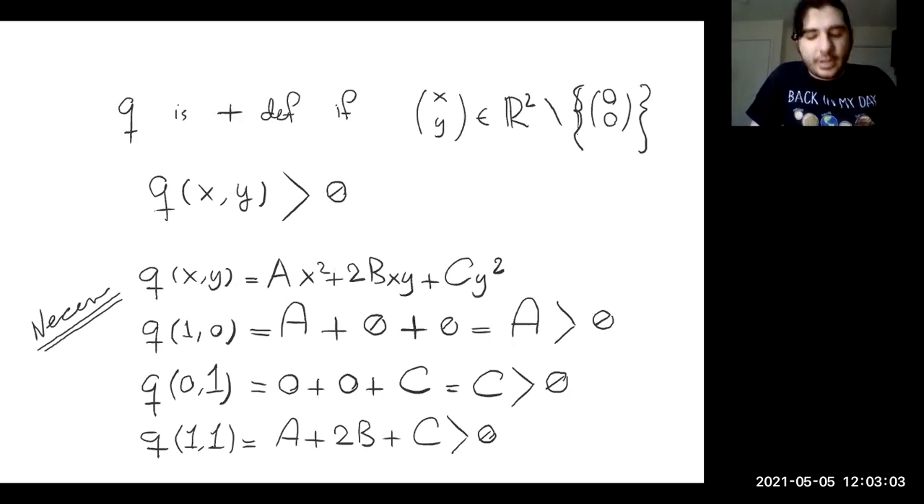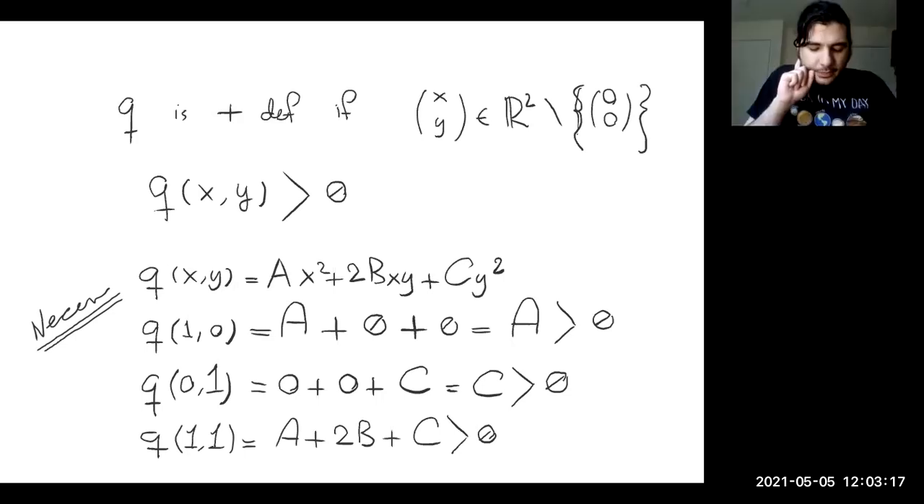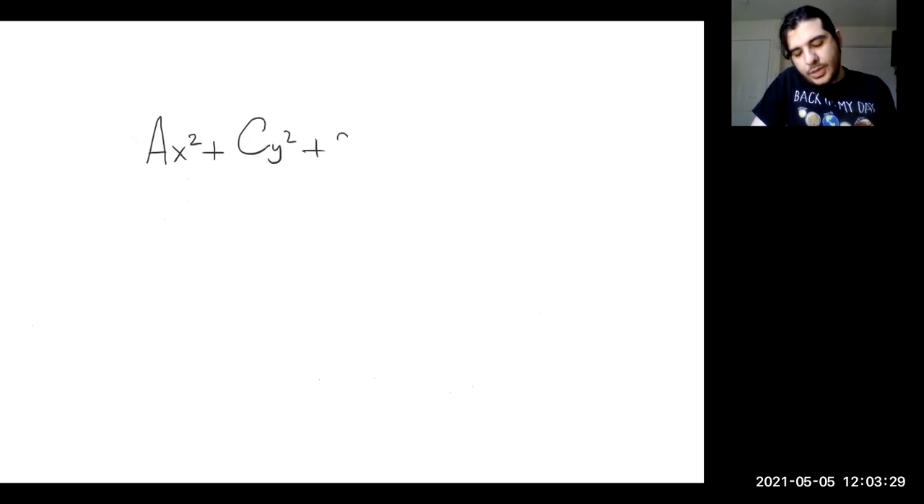So I see a comment, complete the square, about the last one. About Q, or the quadratic form itself. Yeah, the quadratic form. Okay. How should I do that? Well, there are different ways to do it. So let's see. We have ax squared plus cy squared plus 2bxy.